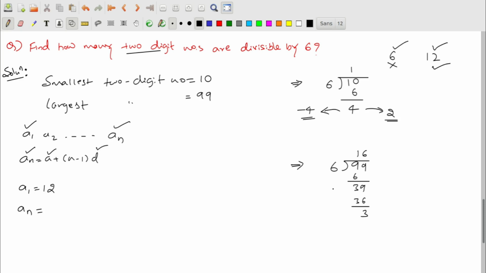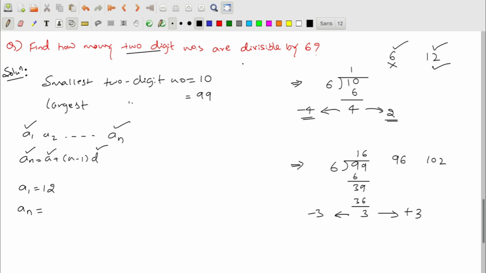Okay, so here I'm left with 3. Again, we have two options: either remove this 3, or add the difference of 6 and 3. Which one will you do? See here, if I remove 3 from 99, I will get 96, and if I add 3 to 99, I will get 102, right?